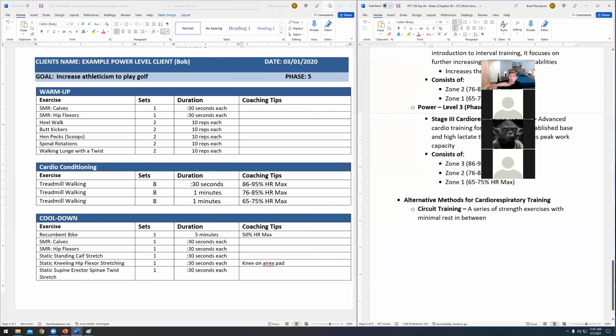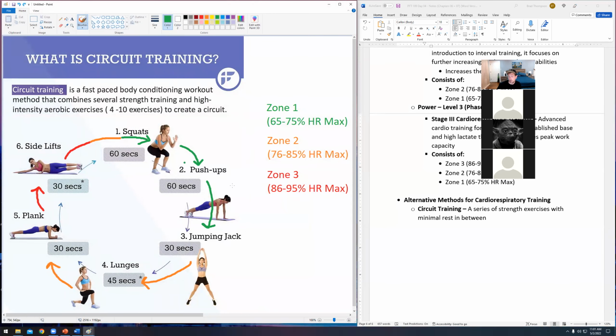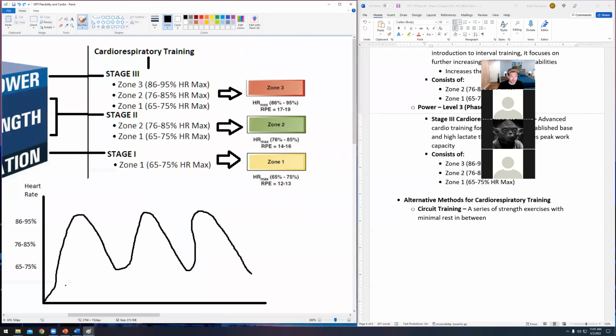You build a foundation of stage 1, then you can take your clients into stage 2, and then you can take them into stage 3. So circuit training can kind of work its way through all those stages, depending on how intense you make the circuit, and then they recover. So this is doing the interval training, right? Again, it looks something kind of like this.